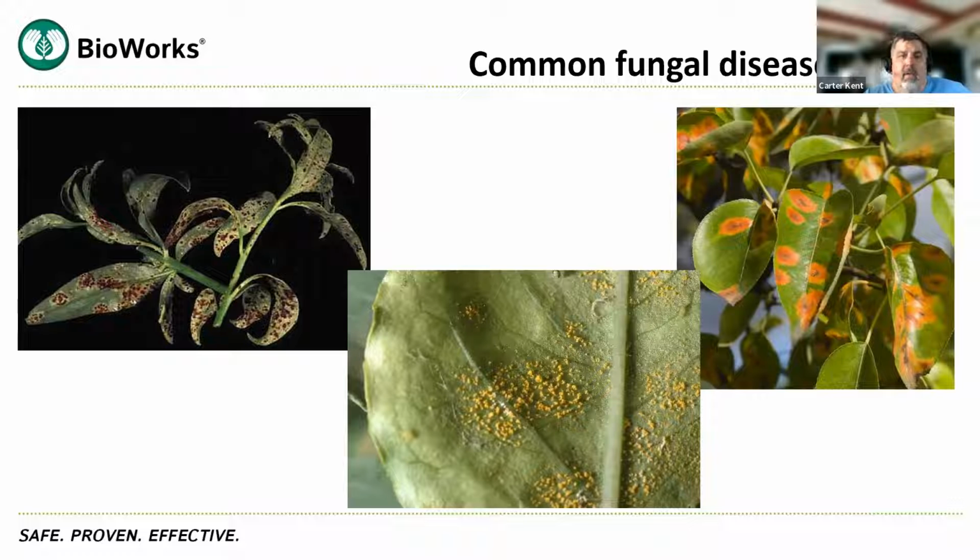One of the options, and this is off label, is Botry-Stop plus tea tree oil, which is a viable treatment, although off label. The other one that would be viable would be a Mill-Stop or Cease application for control of rust.